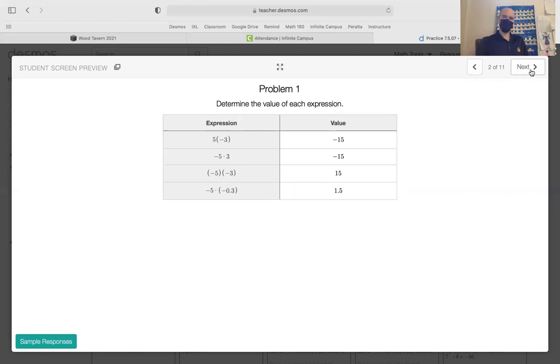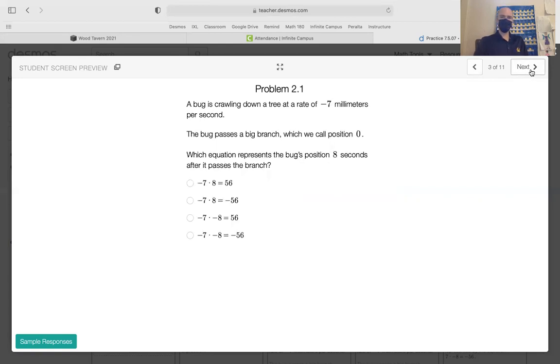All right, problem 2.1 says a bug is crawling down a tree at a rate of negative 7 millimeters per second. I think we're supposed to interpret the negative in this rate as the downward travel. So it's kind of weird because when I first read this, I thought down at negative rate should really be up. But I think the way they mean for us to interpret it is that the negativity is the downwardness.